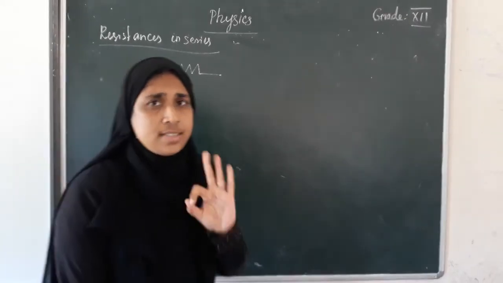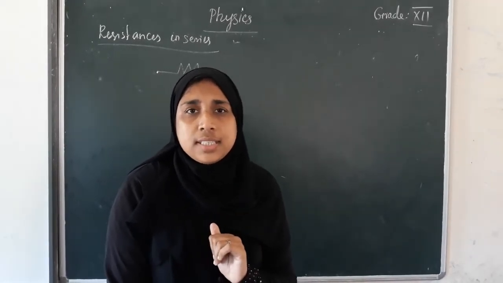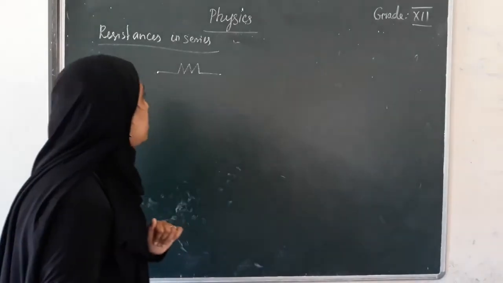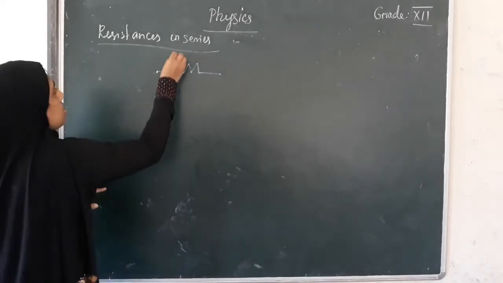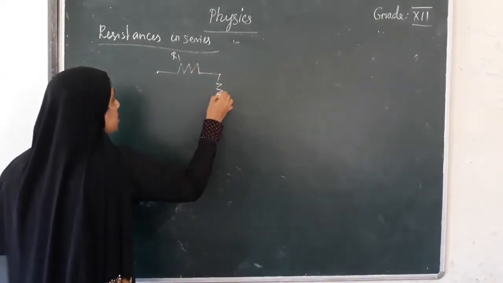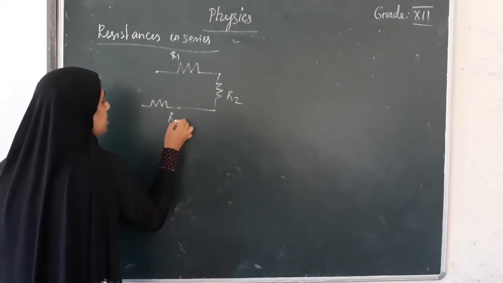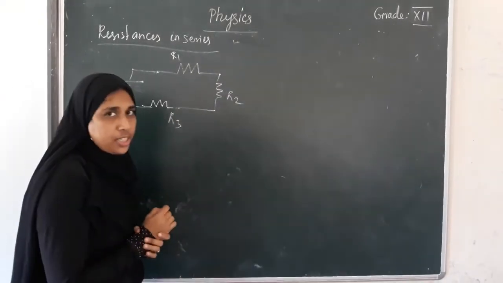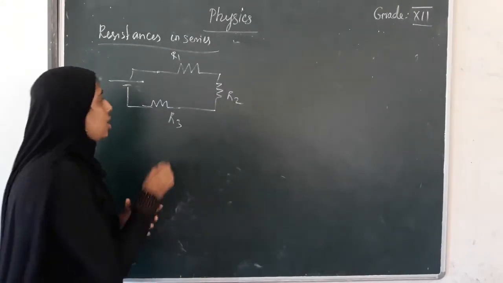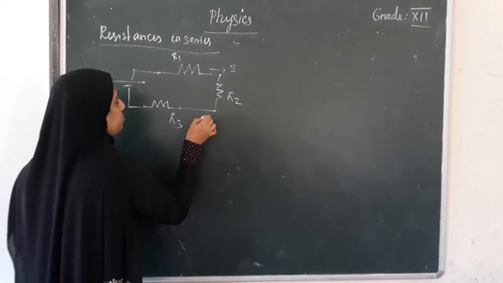Consider three resistors having resistance values R1, R2, R3 connected in series. Series means one after the other. This is R1 connected in series with the next resistance R2, and it is connected in series with the next resistance R3. It is connected to a battery. So this is a series connection, three resistors connected in series. When the voltage is applied, the current flows along this direction.